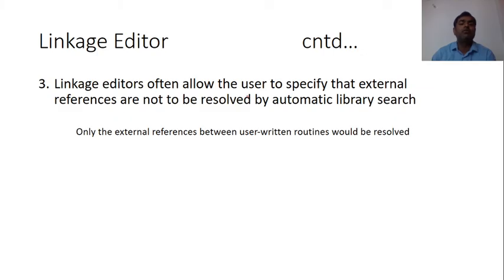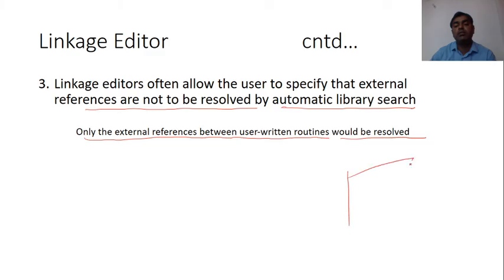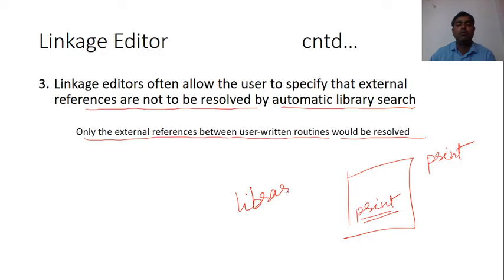Linkage editors often allow the user to specify that external references are not to be resolved by automatic library search. That means only the external references between user written routines would be resolved. Suppose that I have written a program, and in that program there is a library. Suppose the name of that library is print. If I have not written this function print in our program, then this library will be added from the default library that is given to us.